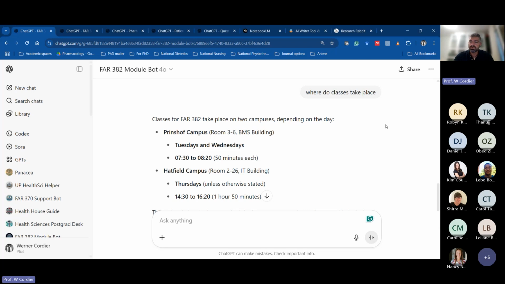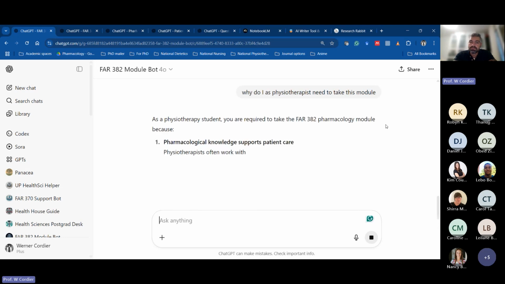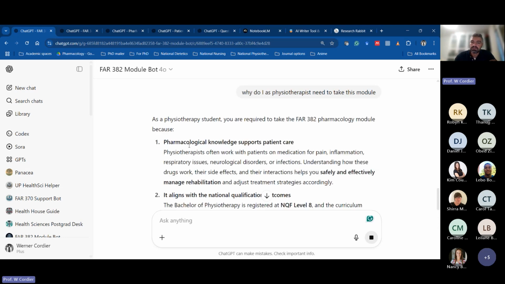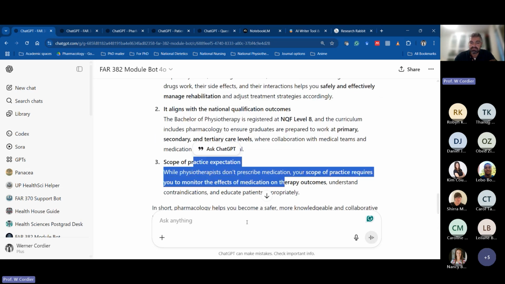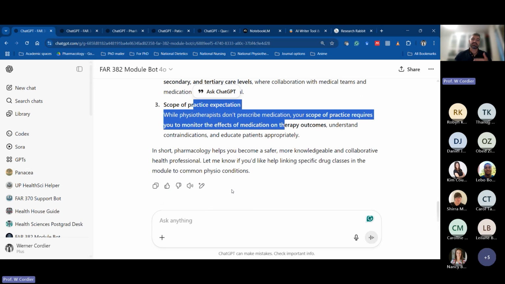So what we've also done with this chatbot is to say, let's link it to the national scope of practice, the actual standards for those specific professionals, and our SAQA and CHE documentation, because then it provides further emphasis that should they ask the questions, they do get some insight. So for example, why do I as a physiotherapist need pharmacology? Or let's say need to take this module. And it should spit out exactly why. It supports patient care, it aligns with national qualifications, and it's a scope of practice expectation. So very briefly and succinctly, it can help position this.